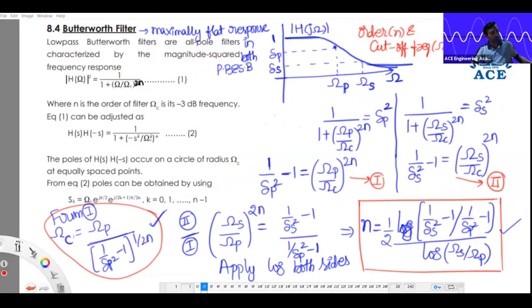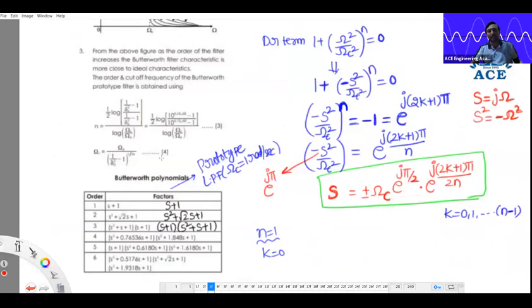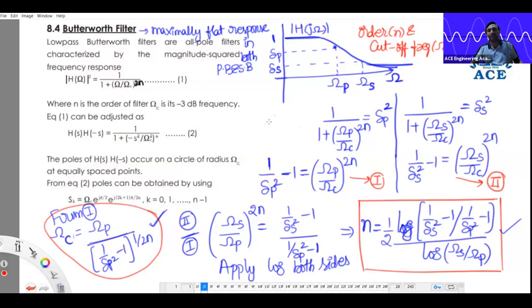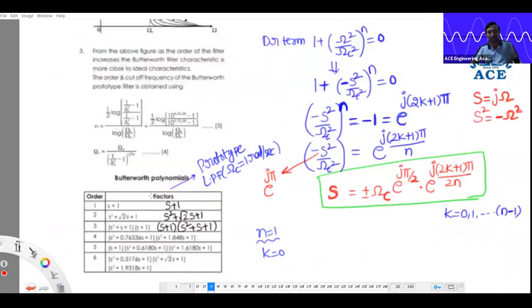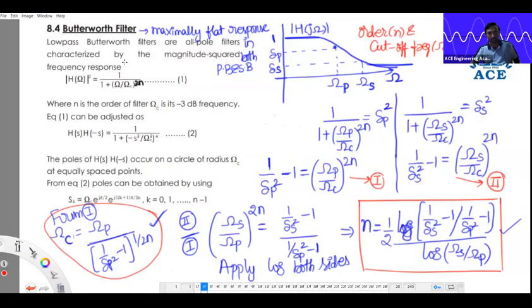If that fellow has asked to find the order of the Butterworth filter, you have to remember why I equated the denominator to 0. Order means n. To calculate the order, then only I will know the pole location. It is an all pole filter. By equating the denominator to 0, then only you will know the pole location. It contains only denominator. Why is it an all pole filter? What is the numerator? The frequency response contains 1 by something. It is an all pole filter.